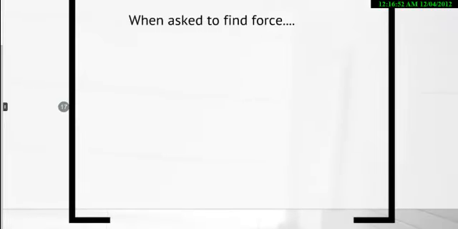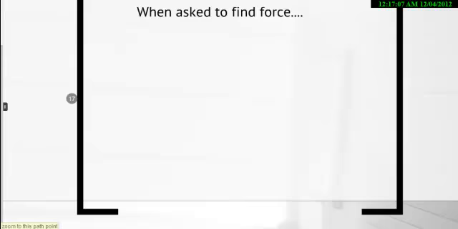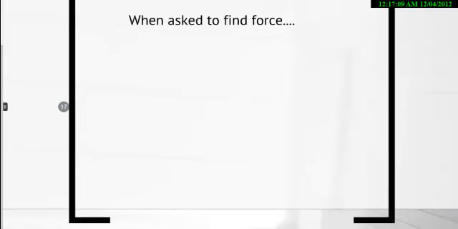Okay, third type of problem. You can probably guess it. Now it's going to ask us to solve a problem where it's asking us for the force we apply. Okay, when asked to find force.